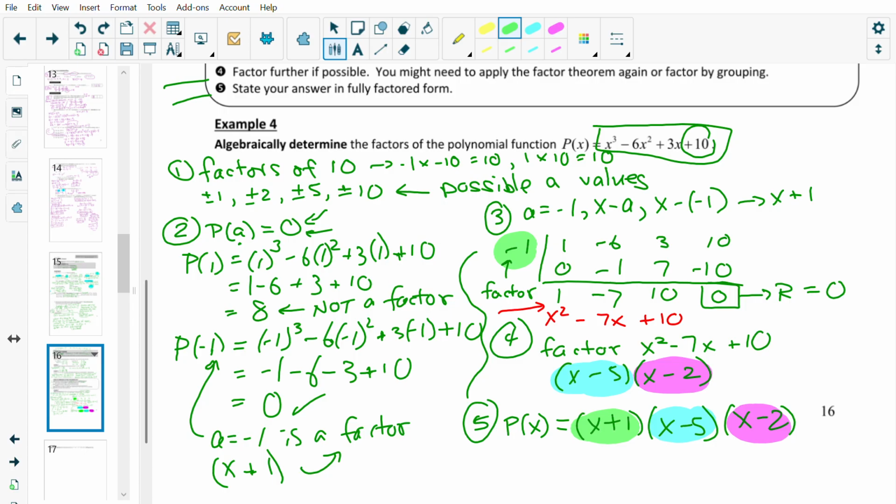Where did that come from? That's right there. Remember this x plus 1? This is the factor that we got right here. That's through a little bit of trial and error.